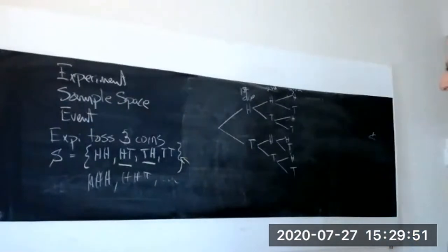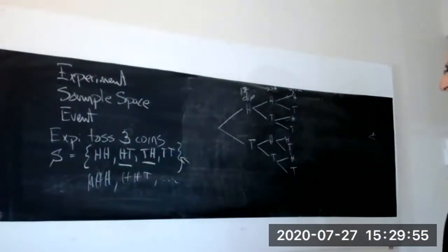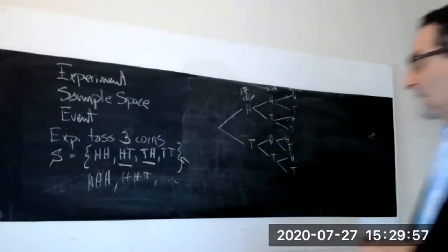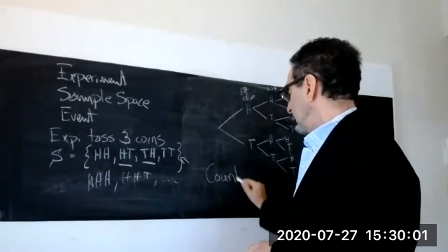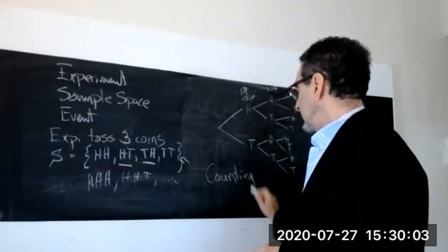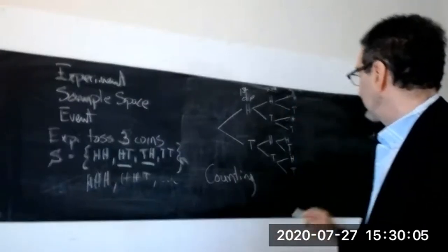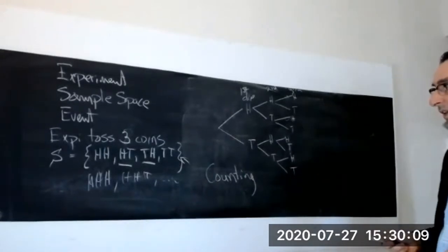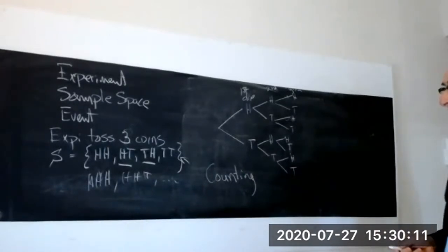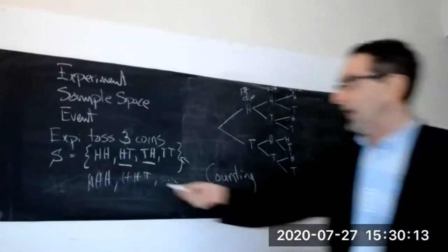Okay, next thing we want to do. In the book and in many books, they talk about something called counting, but we're not going to have time to do that here. This was a kind of counting problem actually: how many different outcomes are possible? And we said there were 8.